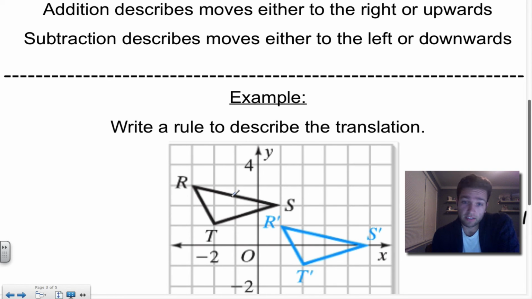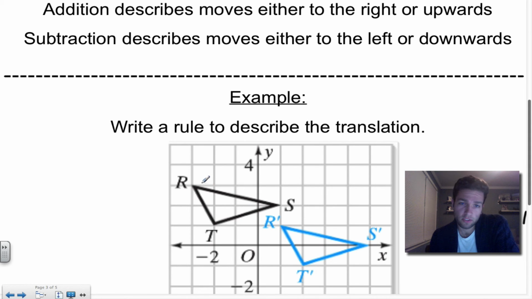This is a great example of why it's important to have prime notation. Now I know that this is where I started, this is where I ended. So you've got to figure out, what did I do? Did I move to the right? Did I move left? Did I move up? Did I move down? So I'm going to just pick S. I started here and my new S is over here. So it looks like I went 1, 2, 3, 4. I went 4 to the right and 1, 2 down.